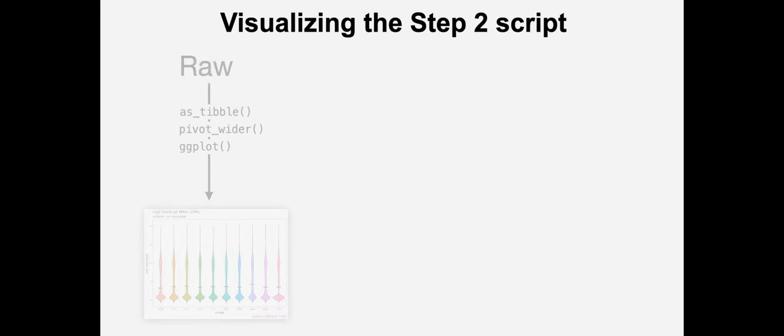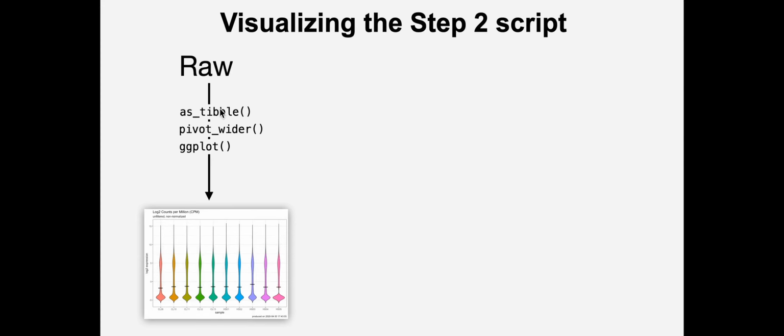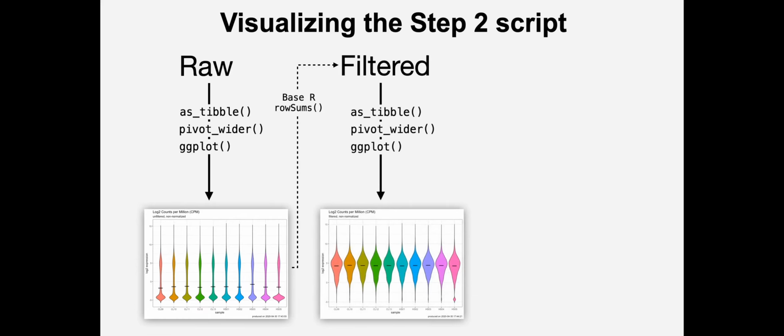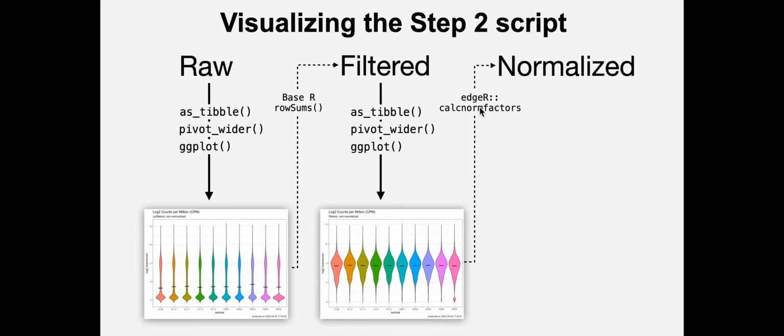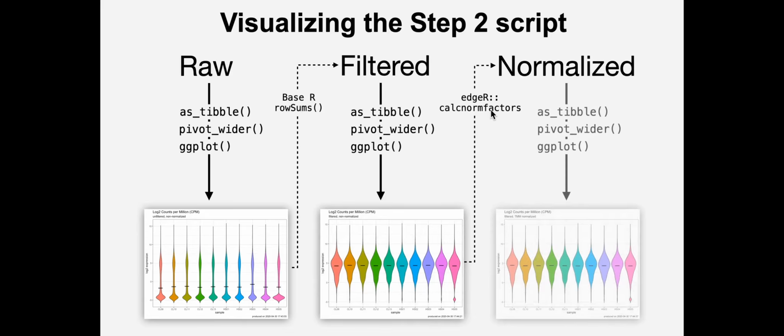All right, so just to close then, this is really what we did. We took the raw data, converted it to a tibble, pivoted to make it wider, pivoted to make it longer actually, and then ran ggplot. We then used the base R function rowSums to filter that data, and then did the same thing, then used the edgeR calcNormFactors to normalize, then did the same thing. So I know this was a long script, I know this was a tiring lecture, but you understand now how to use ggplot, how to use these functions, and how to iterate through these different graphics as you're working with your data. Okay, that's it.